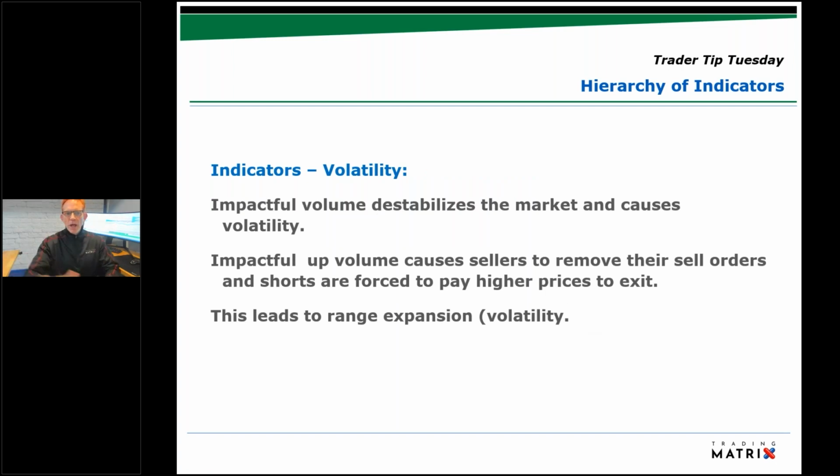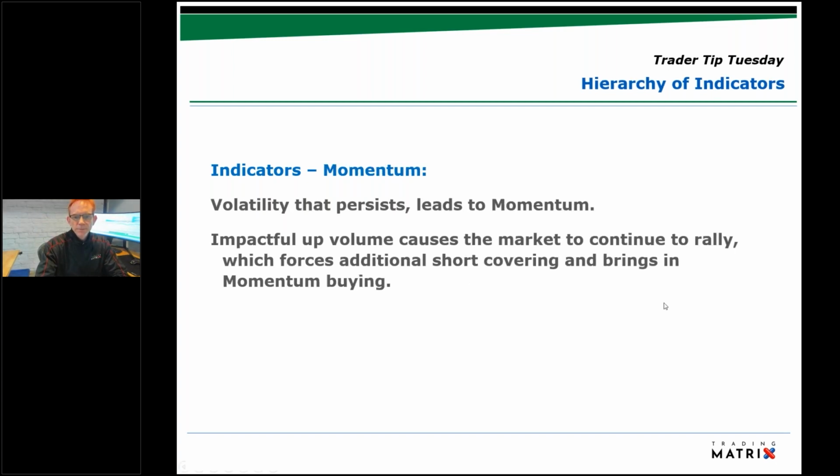Now we get below the red line, and impactful volume leads to volatility because impactful volume destabilizes the market and causes volatility. Impactful up volume causes sellers to remove their sell orders and shorts are forced to cover. This leads to range expansion, which creates volatility. Volatility that persists leads to momentum. Impactful up volume causes the market to continue to rally, which forces additional short covering and brings in momentum buying.